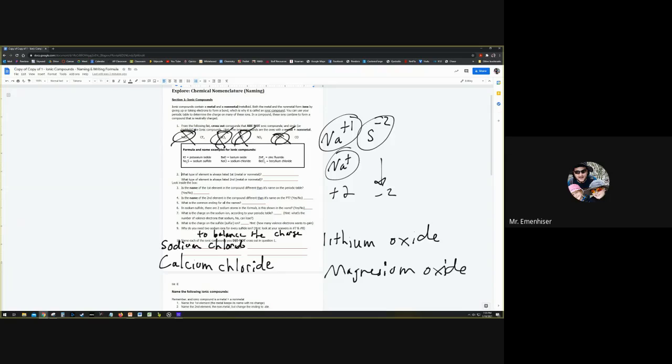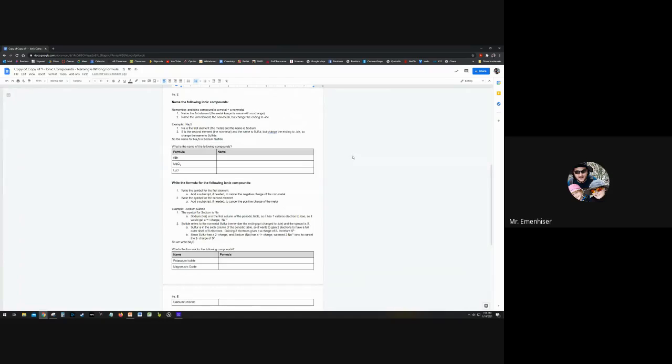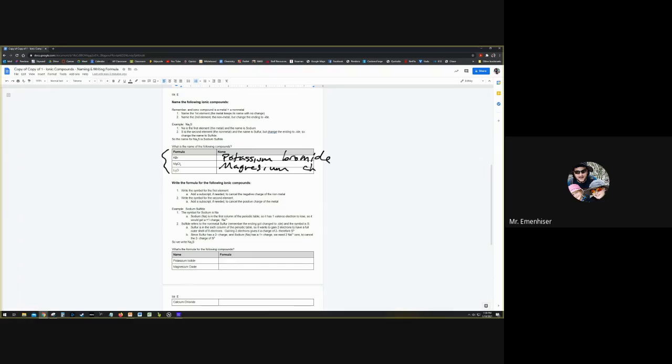And that is it for this one, right? Ionic compounds. Let's see, maybe not. Oh, we've got a little bit more here. Let's name these guys here. This is potassium bromide. This is magnesium chloride. This is lithium oxide. We just did that one. Okay, so there's those. Let's do the bottom ones.